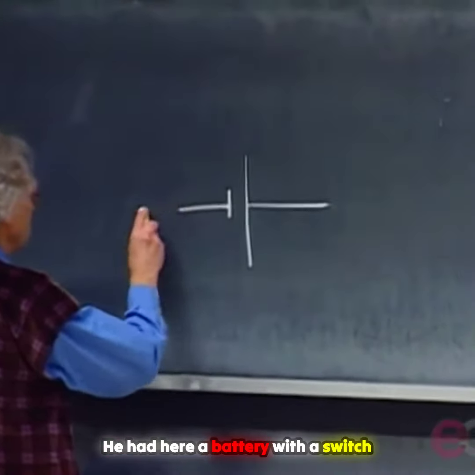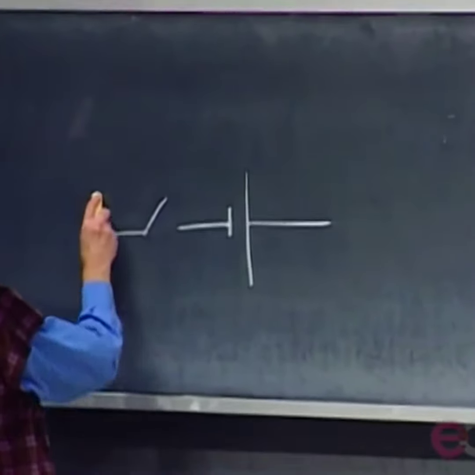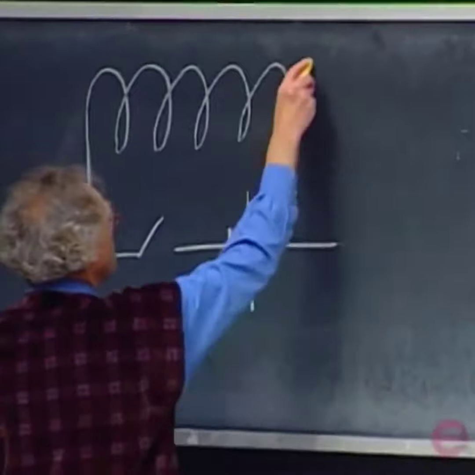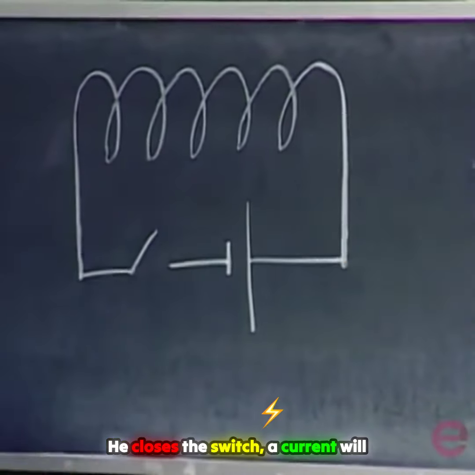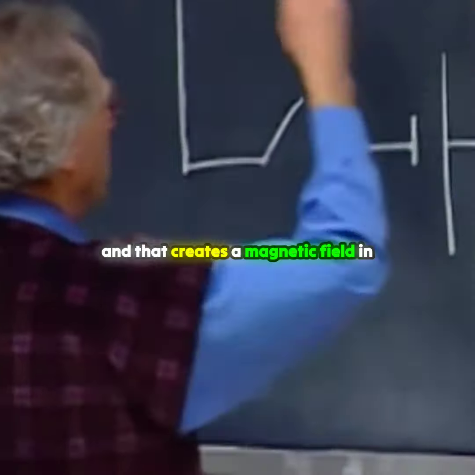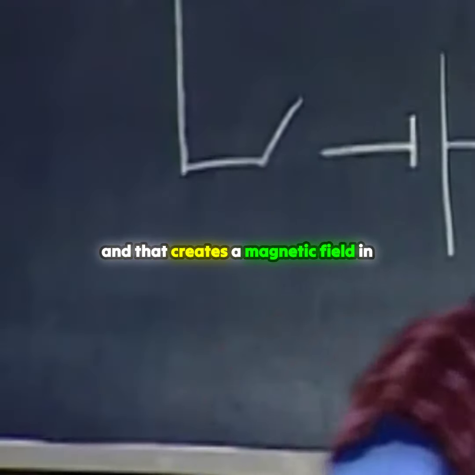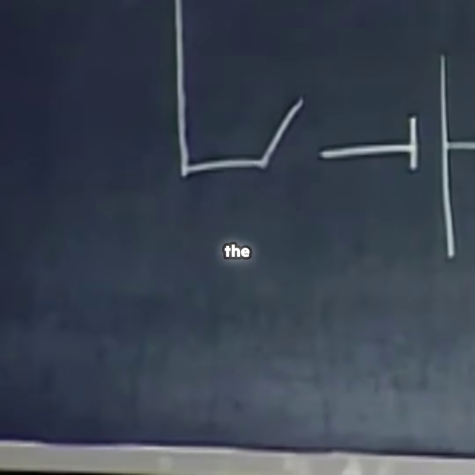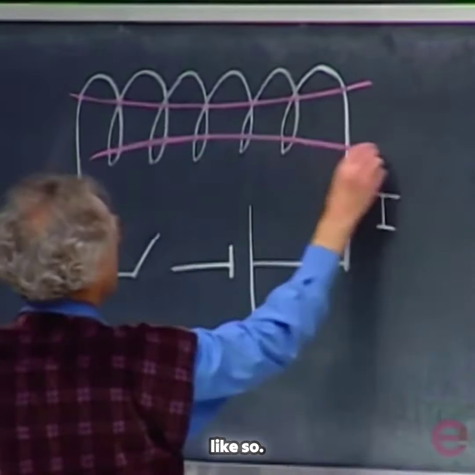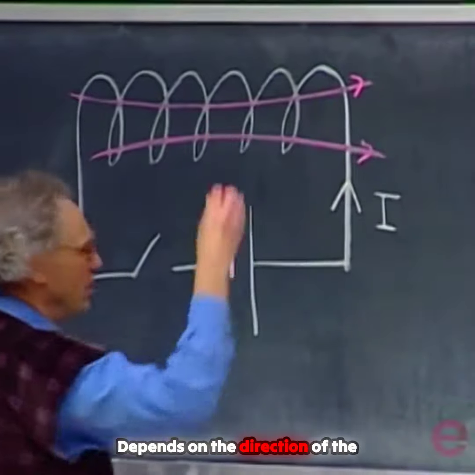He had here a battery with a switch, and here he had a solenoid. He closes the switch, a current will flow, and that creates a magnetic field in the solenoid. And that magnetic field, maybe it runs like so. Depends on the direction of the current.